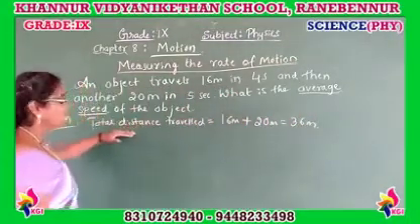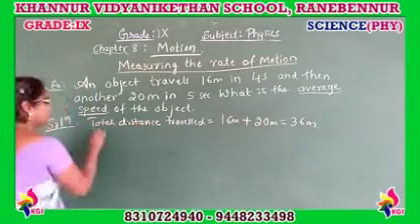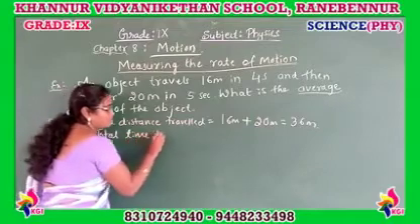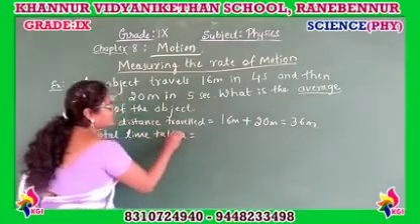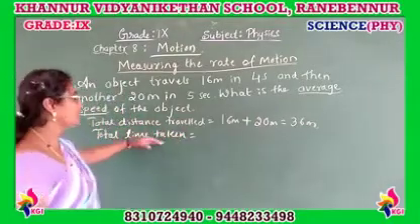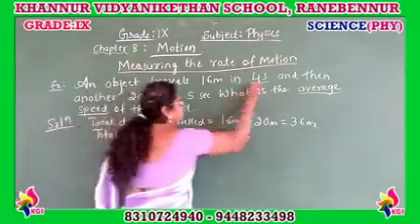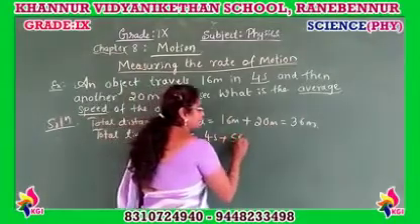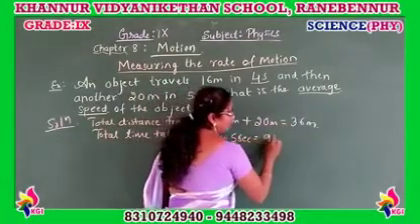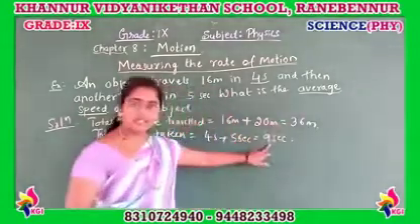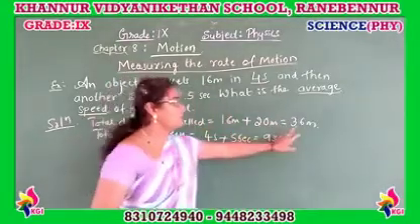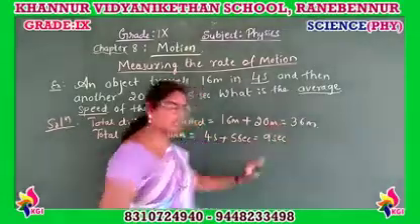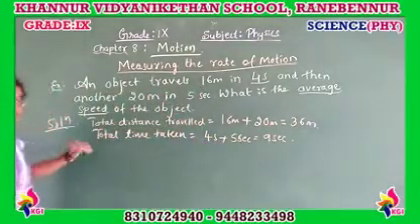Next, what do we need? The total time taken. This also we need to calculate. What is the total time taken? Here 4 seconds plus 5 seconds, which is equal to 9 seconds. In 9 seconds, that object covered 36 meter distance. Now we have to apply the formula.